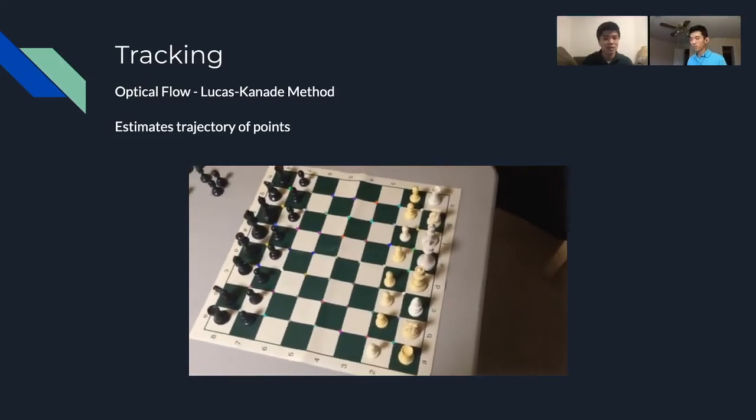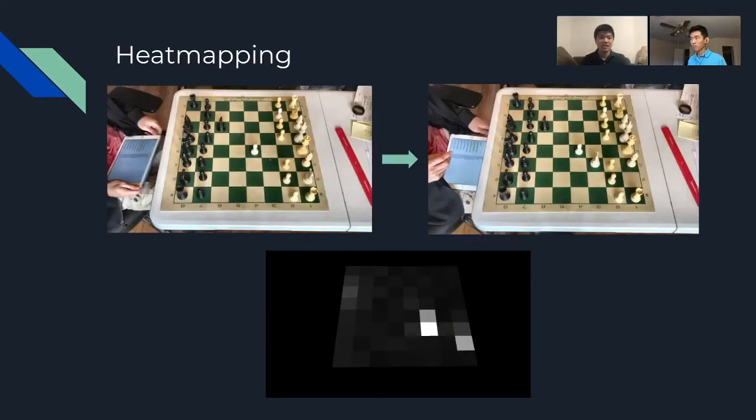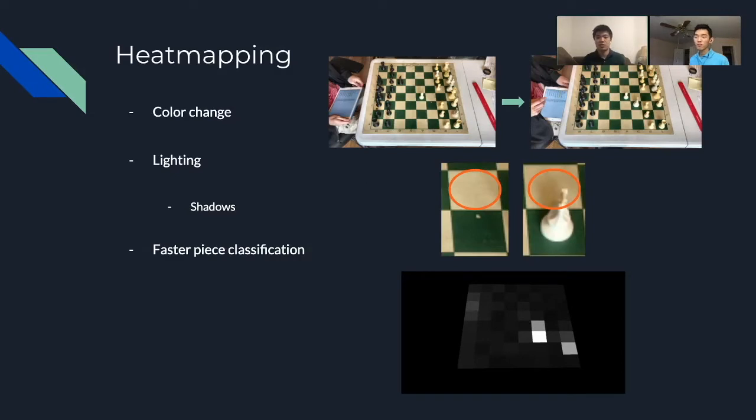Now the next technique we use is heat mapping, and this actually tackles all three difficulties that I mentioned before. The process of heat mapping is looking at the color change of each square from frame to frame. The way we do this is we find each pixel in the previous frame, we find the corresponding pixel in the next frame, and we subtract them and find the difference. We then take the average of all of the differences in each square, giving us an 8x8 grid of average color differences.